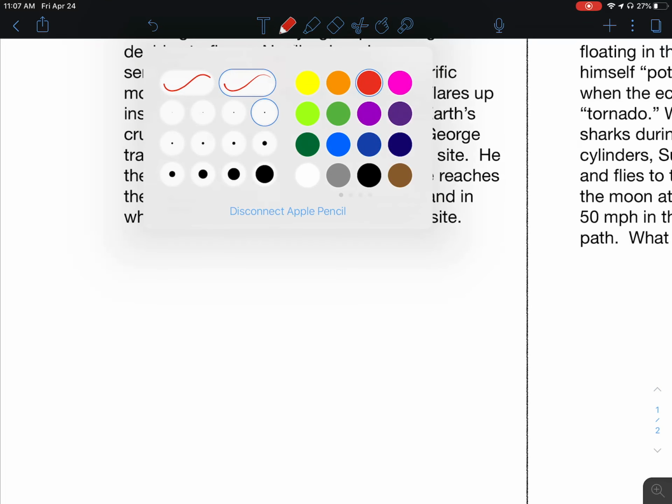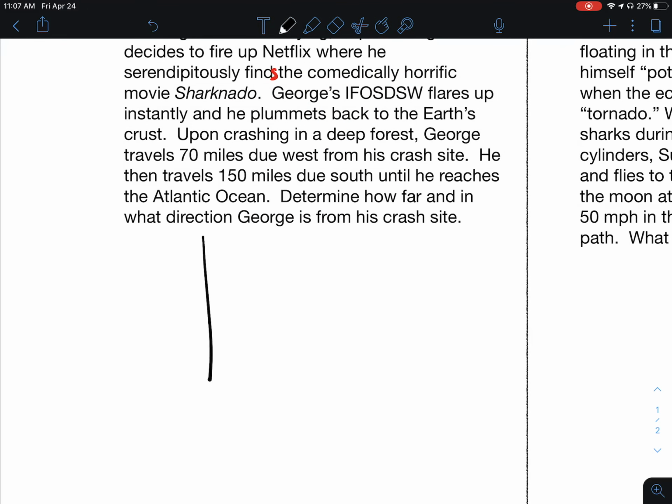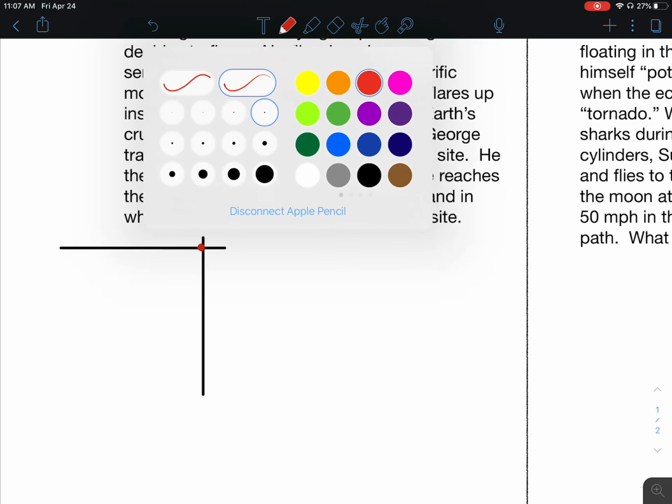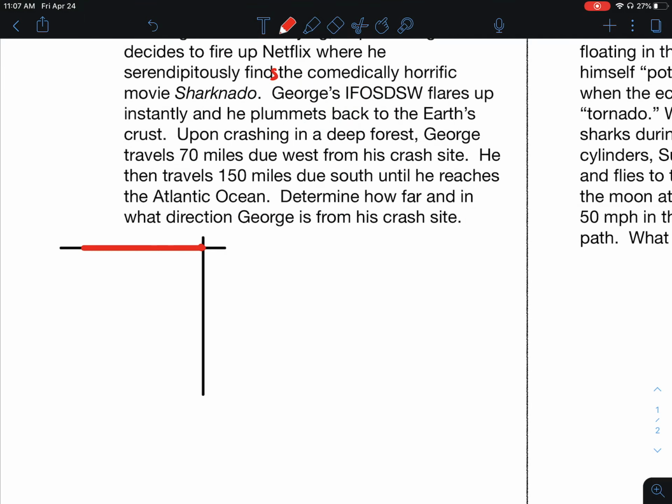So if we take a coordinate plane, see we're going west and south, I'll just put it like this. One of these vectors, he's going west with a magnitude of 70 miles.